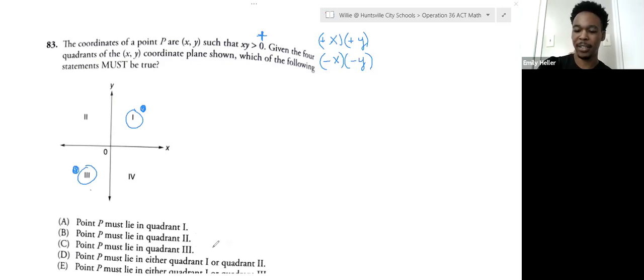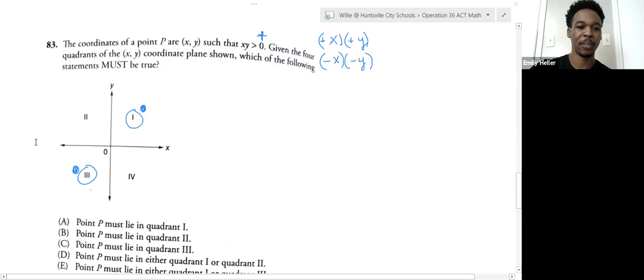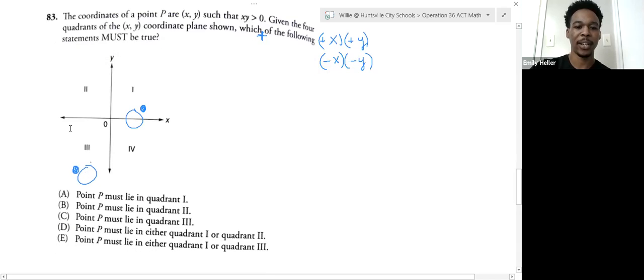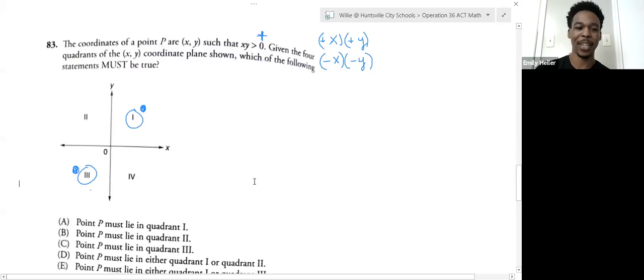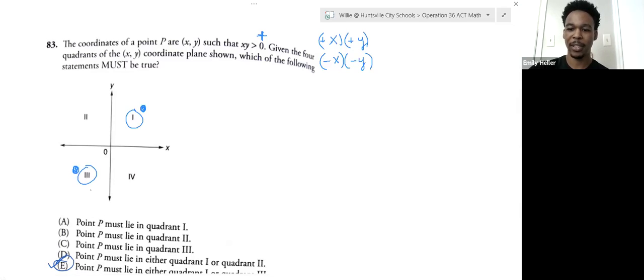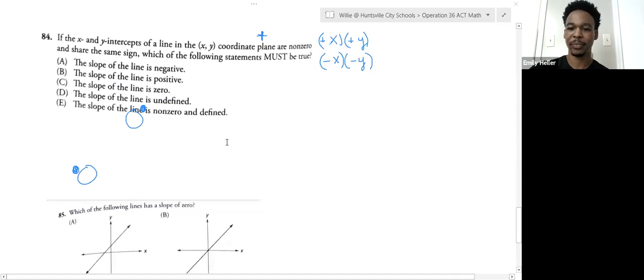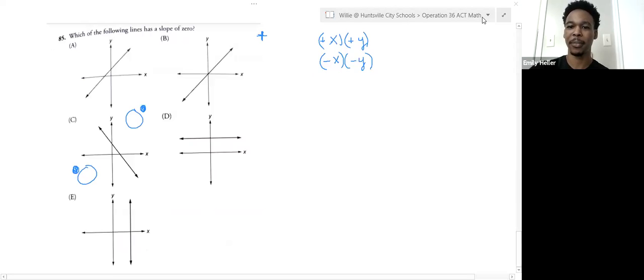And I see that E has quadrants one and three. So that's why that is E. Did that one make sense? Is there any other out of that group that just did not make any sense? Okay, thank you, Darian, for your feedback. If not, we're going to keep it moving.